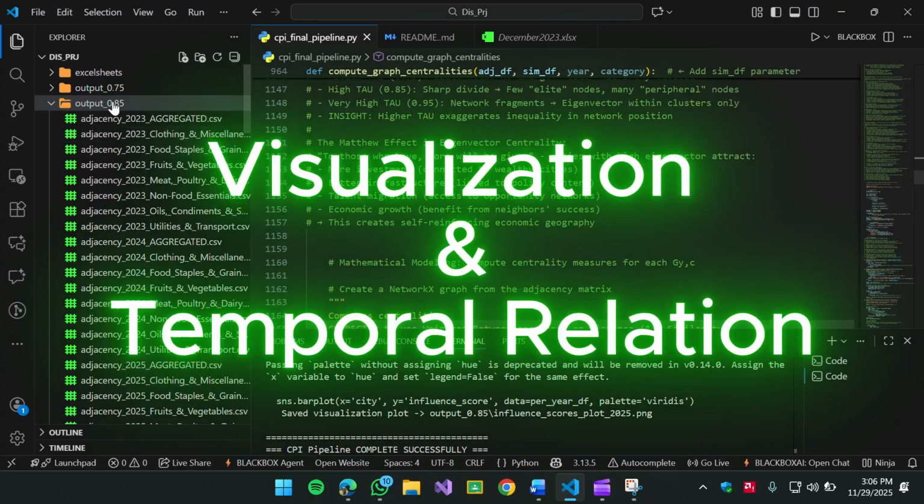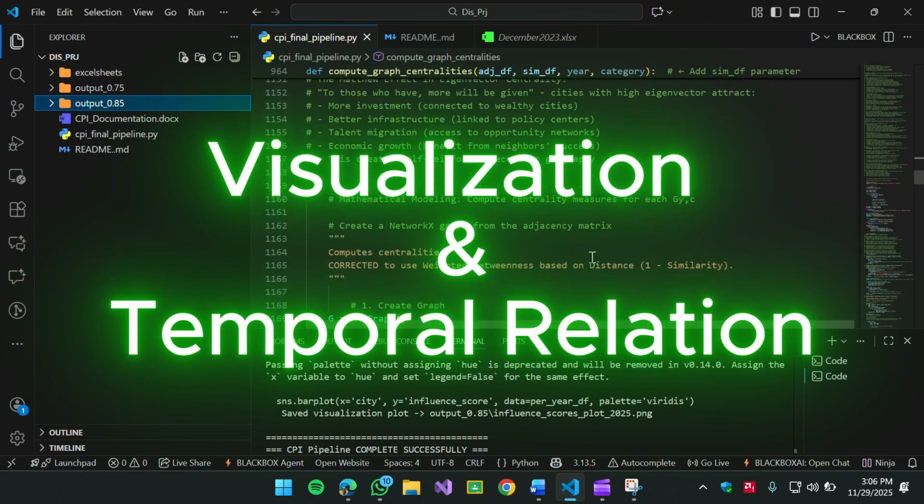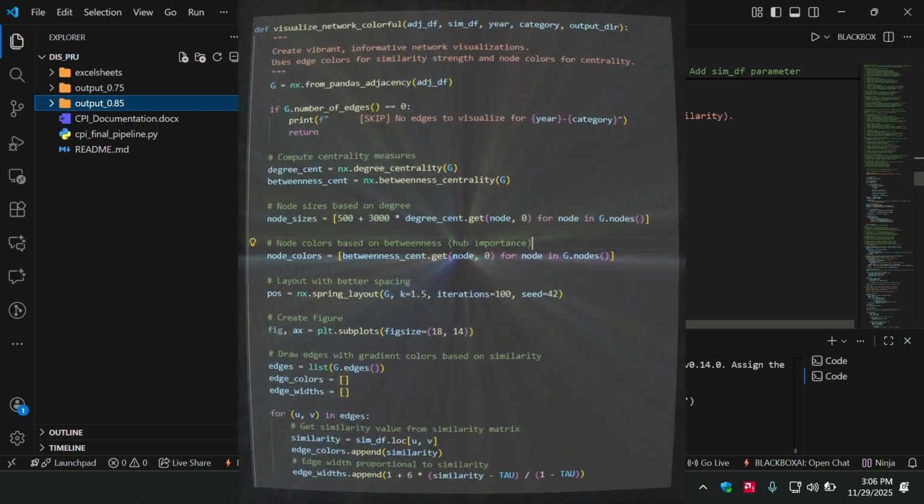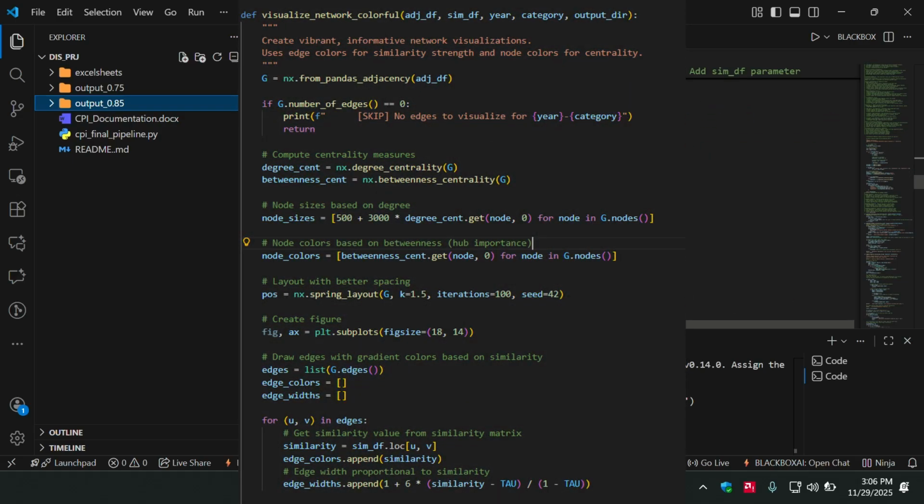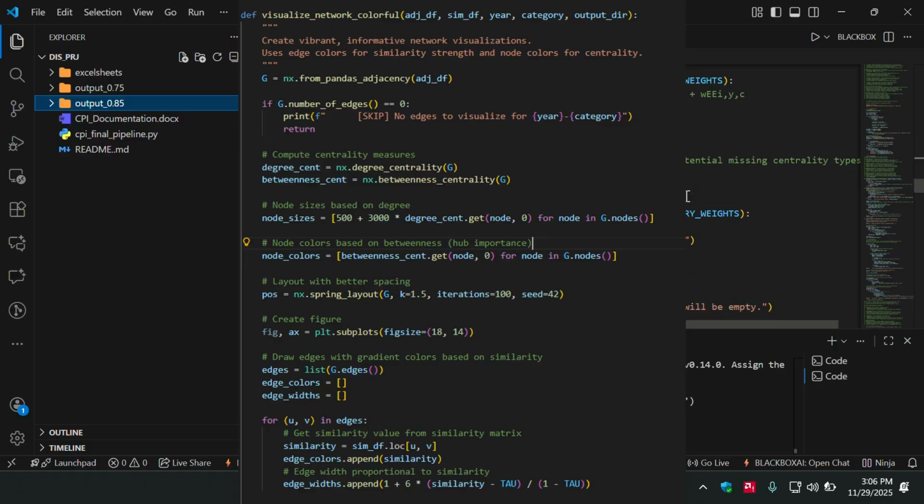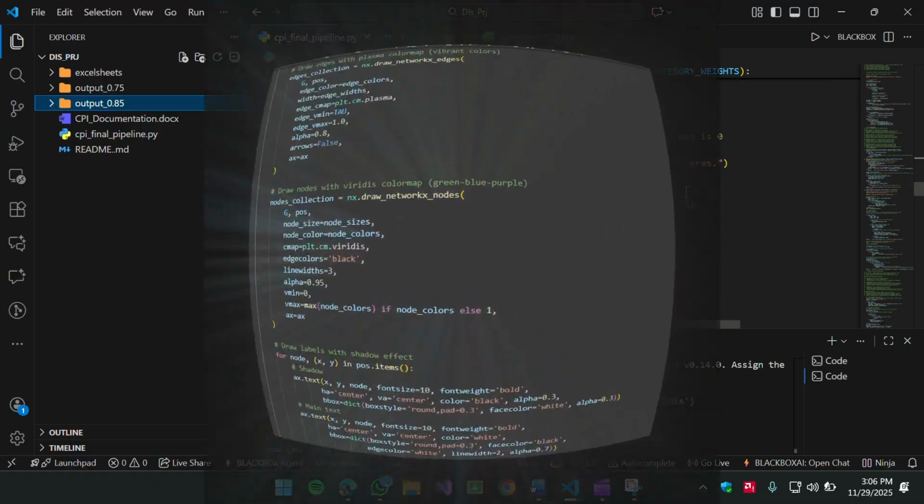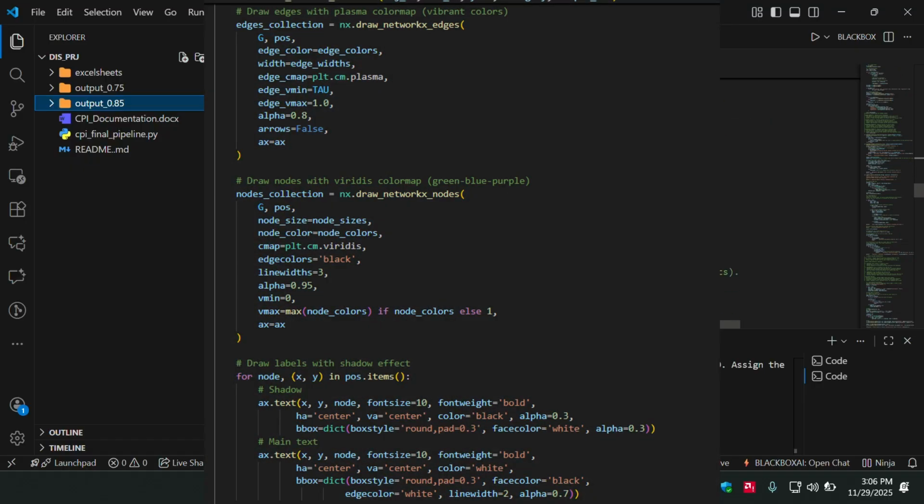Visualization and temporal relations. We visualize these results using a custom function, visualize network colorful. The visuals explained. Number 1, the nodes. The circle represents the cities. Number 2, node size, proportional to the degree centrality. The bigger the node, the more connections.